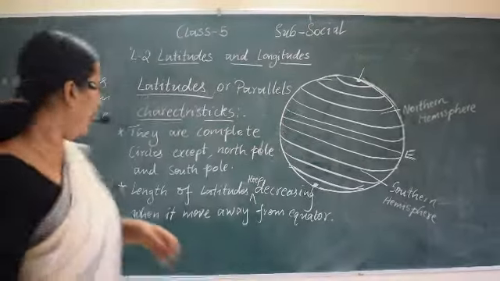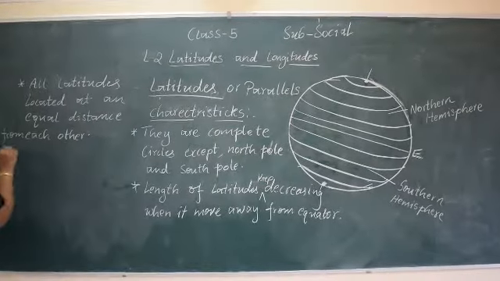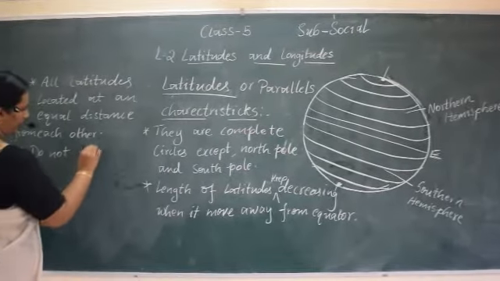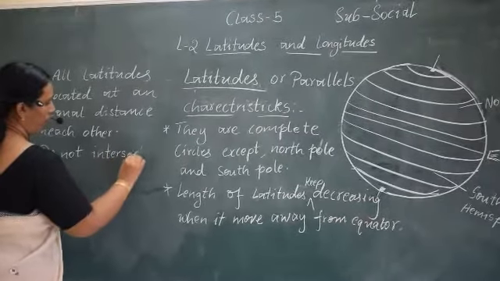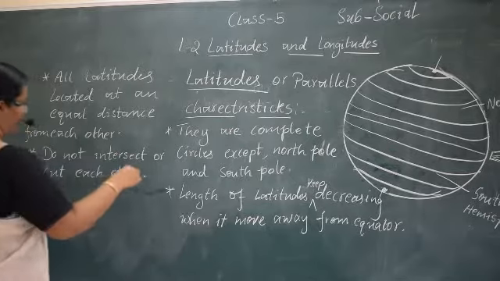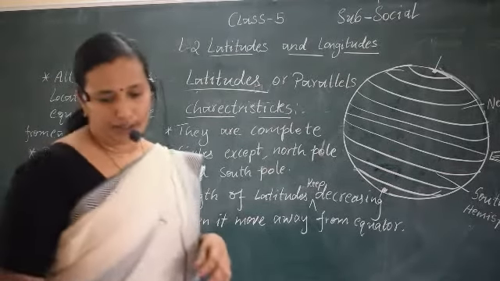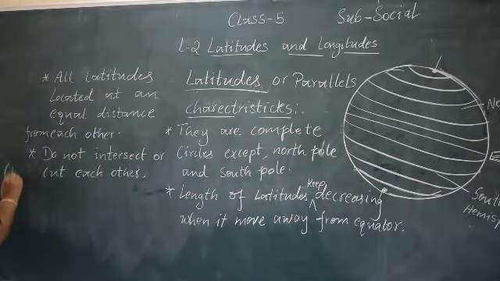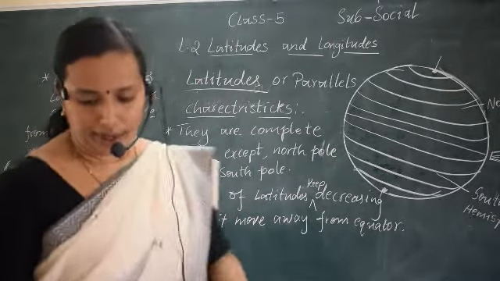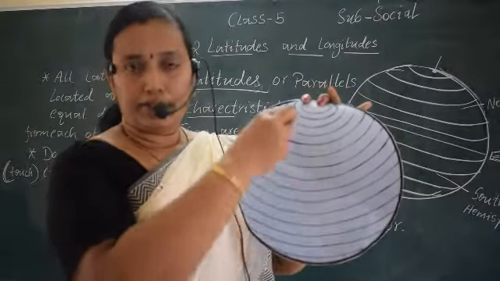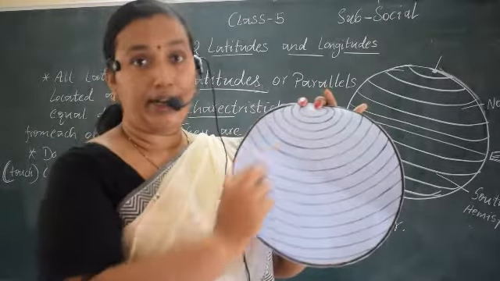Another one, latitudes do not intersect or cut each other, or do not touch. Or you can write here, touch. Do not touch each other. That you can understand here by looking at this, isn't it? Latitude lines are separate. They do not touch each other, or intersect or cut each other.